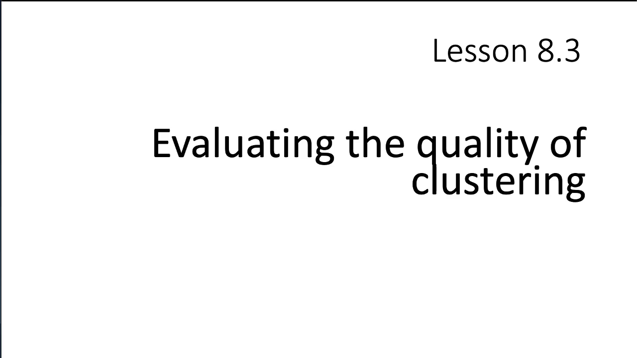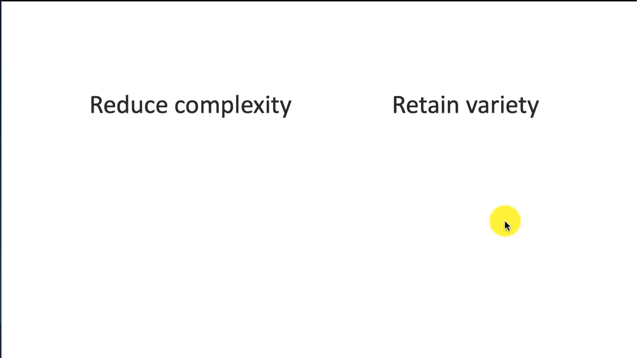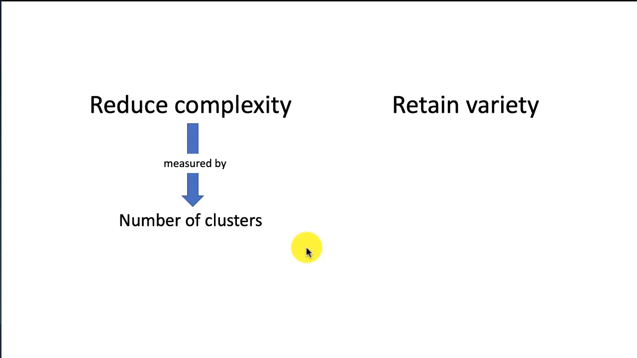Okay, so let's take a look at how we are going to achieve this trade-off between complexity reduction and variety retention, or variability retention. We are going to do that by evaluating the quality of clustering. Reducing complexity is very clear. The complexity is measured by the number of clusters. So you've got 10,000 customers, you want to treat it as if there are only 15 clusters. So the number of clusters tells us the complexity reduction.